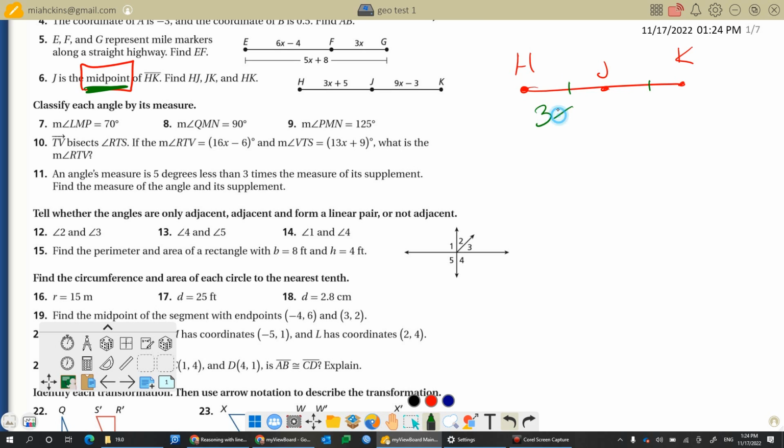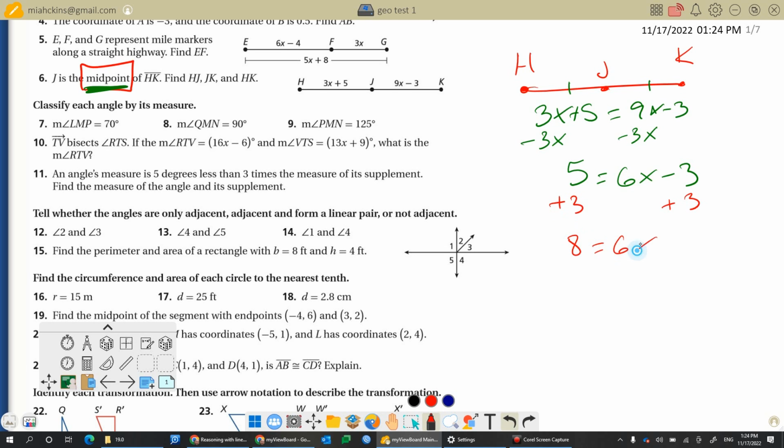So then we know that 3x plus 5 and 9x minus 3 have to be equal, because this and this are both congruent, which means they're the same size. So then we know that they're equal. Now we can solve algebraically for x. So we minus 3x because we get rid of the smallest x. And then we have 5 is equal to 6x minus 3. And then we do the opposite of subtracting 3, which is adding 3. And so then we have 5, 6, 7, 8 is equal to 6x.